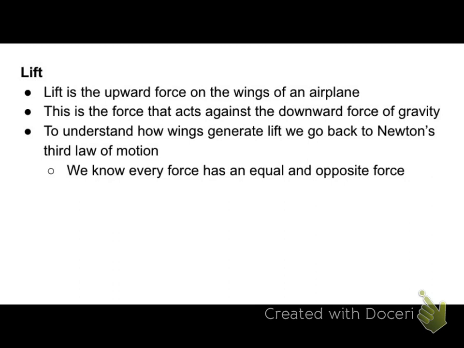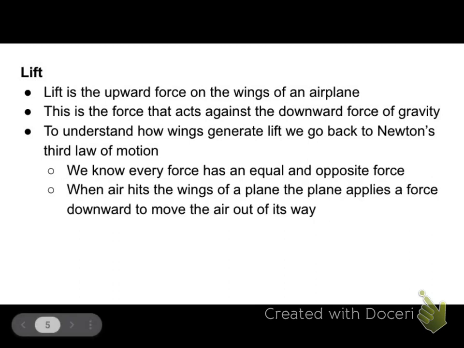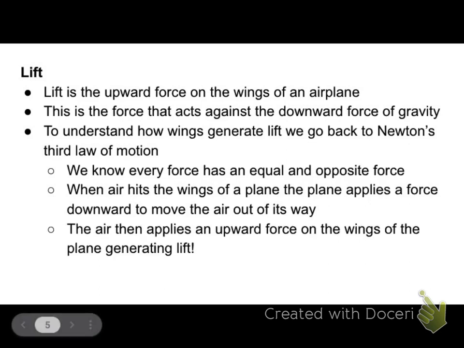So how does this apply to generating lift? Well, when a plane is flying through the air, the wings of that plane are pushing on the air because they run into the air and push on it. And when they push on it, they cause it to change direction. So when the wings push the air down and out of their way, we know because of action and reaction that the air needs to push up on the wings. And when the air pushes up on the wings, it generates lift.